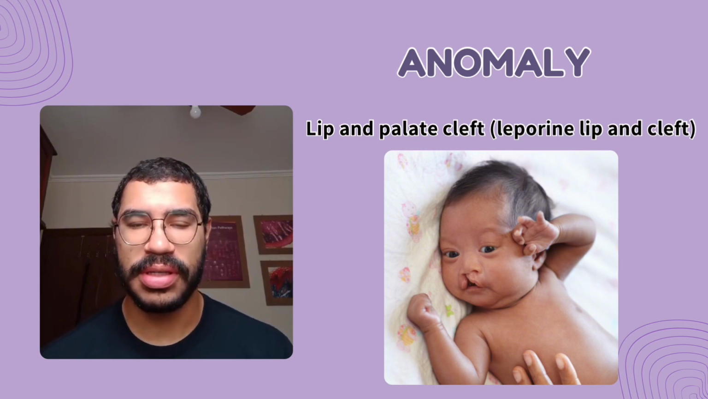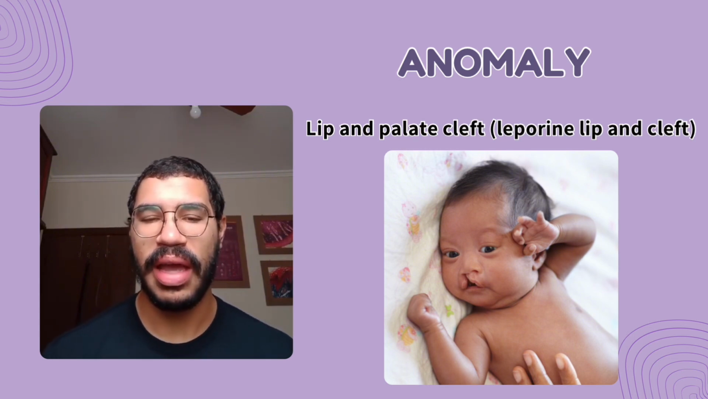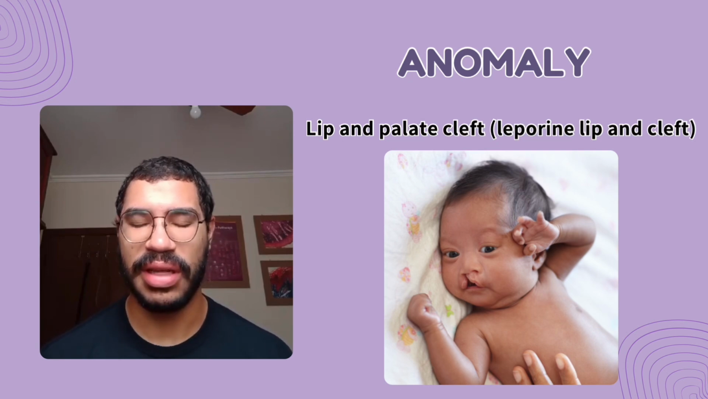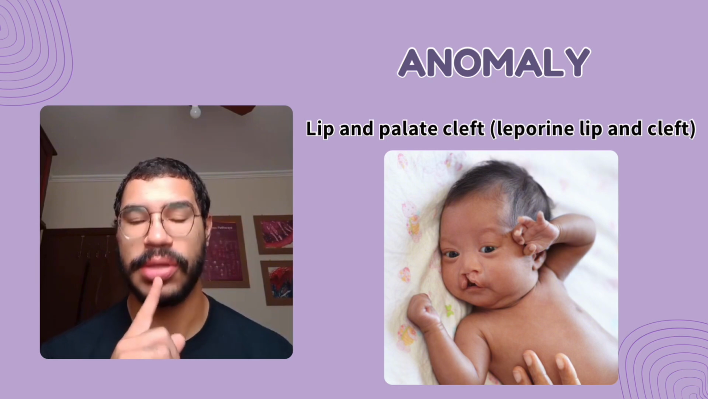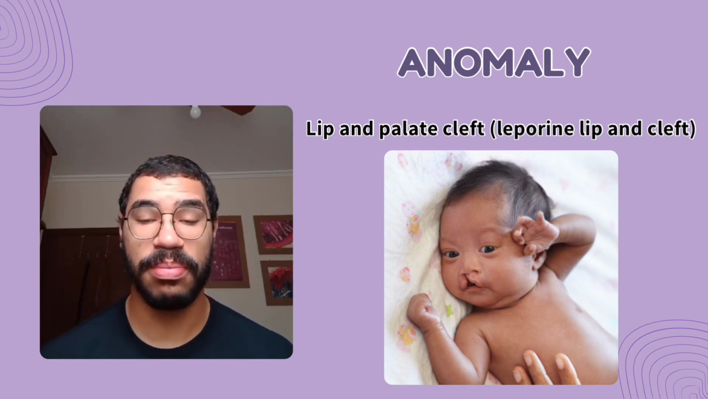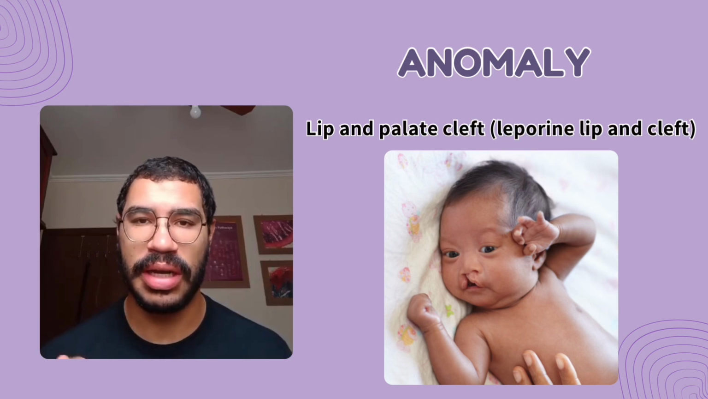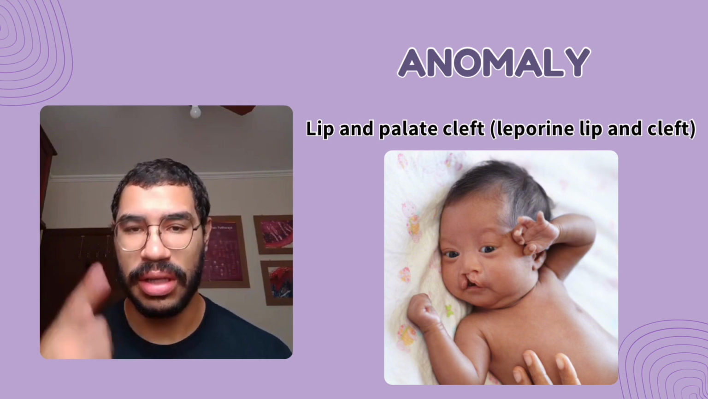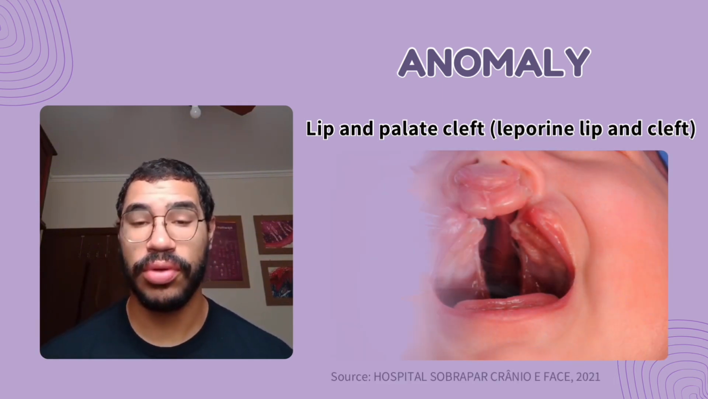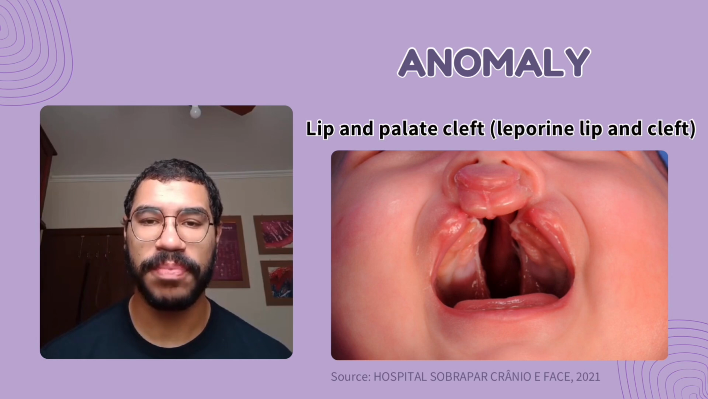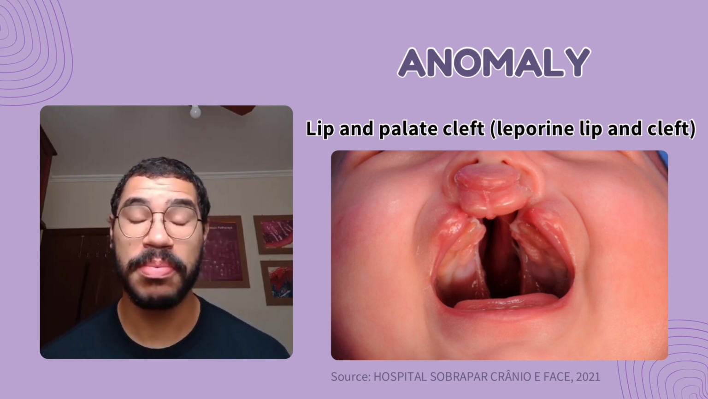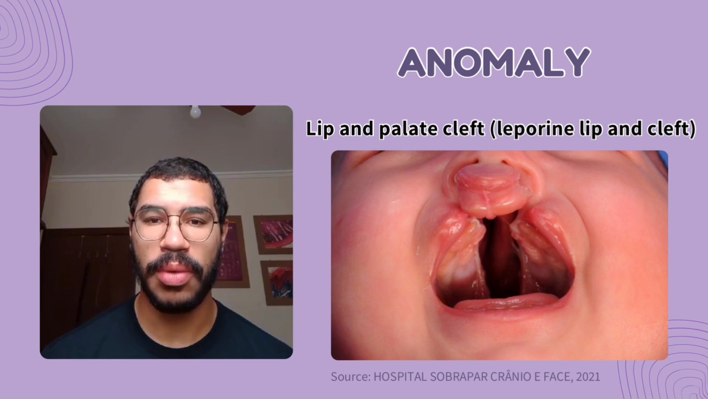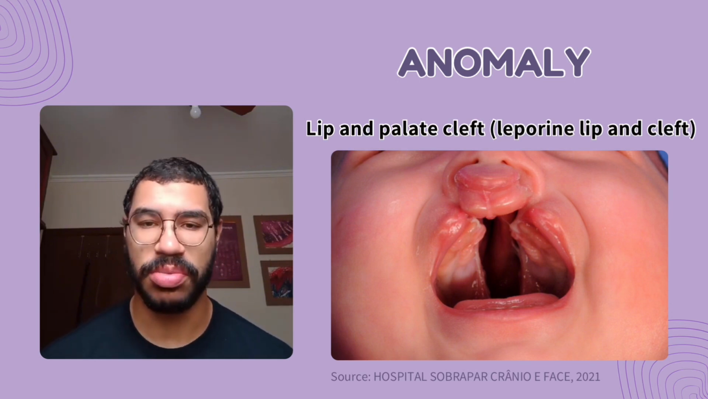A great example of this is the leporine lip and palate, also known as cleft lip and palate, which is nothing more than when a baby is born with a fissure on the superior lip. This fissure can reach the base of the nose, creating an opening, a canal from the mouth cavity to the nasal cavity. And this will surely bring some impairments, sometimes on speaking, but most importantly when the baby is feeding on their mother's breast and also in the process of chewing.